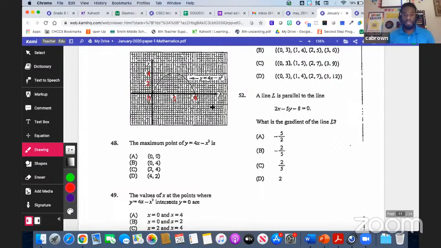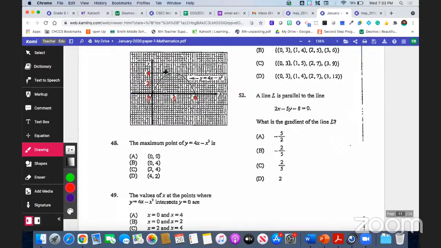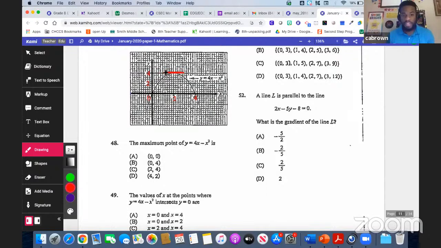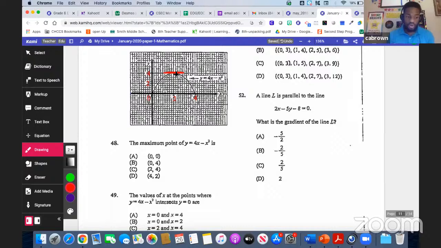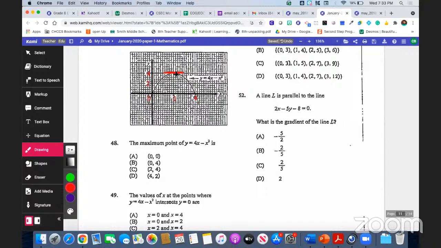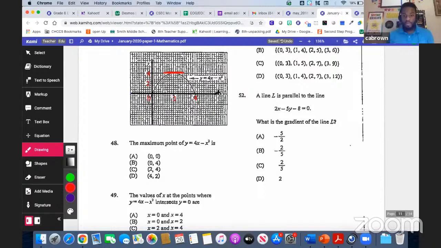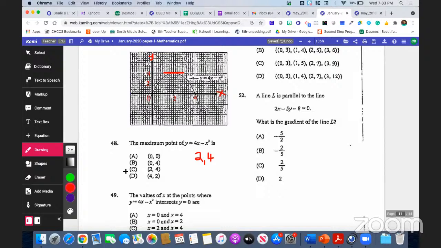The maximum point or minimum, in this case, it's a maximum. It happens at the highest point in this graph. The highest point in this graph is 4. Is it 4, 2 or is it 2, 4? 2, 4. Always remember it's x before y. So our x here is 2 and our y is 4. So it's C.